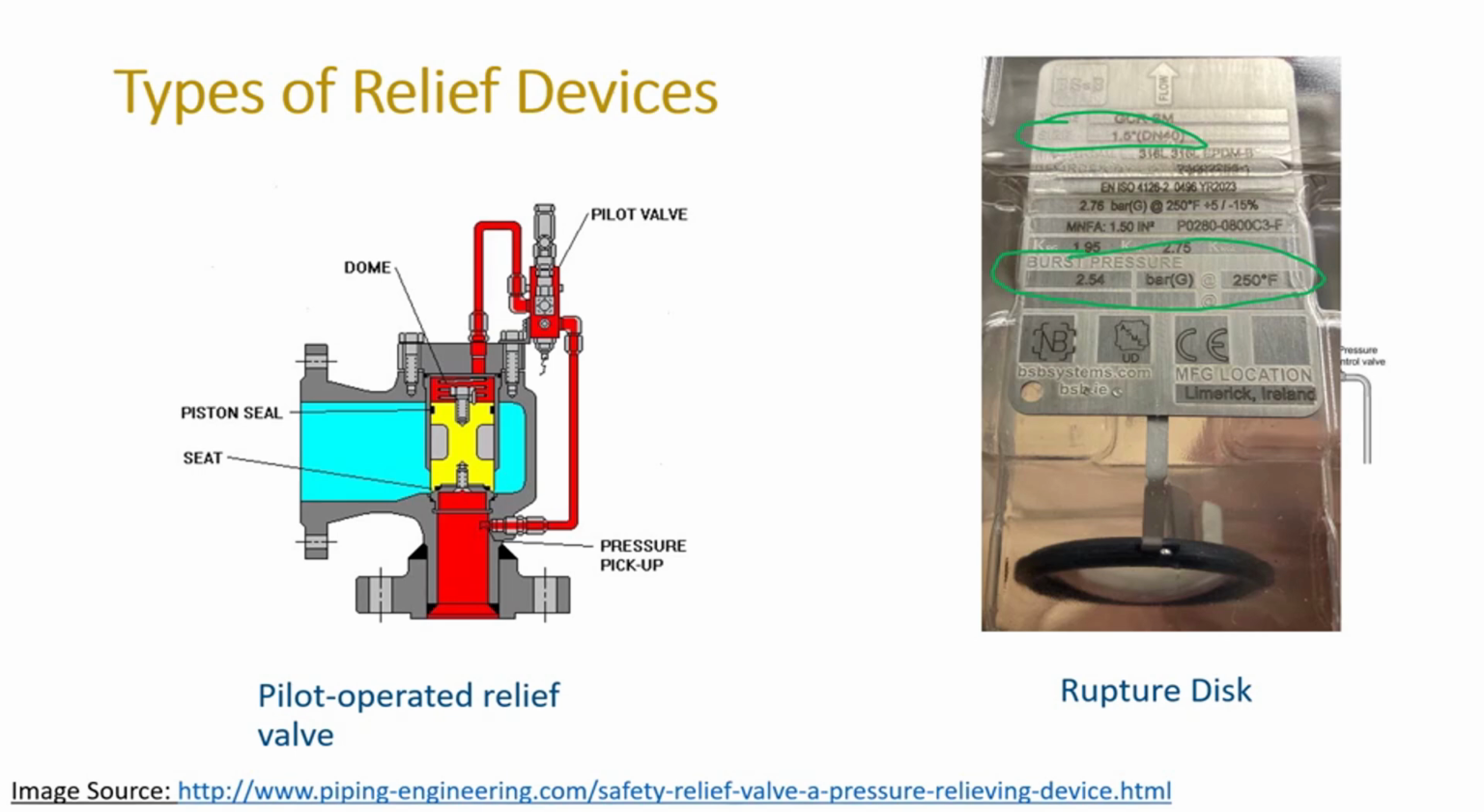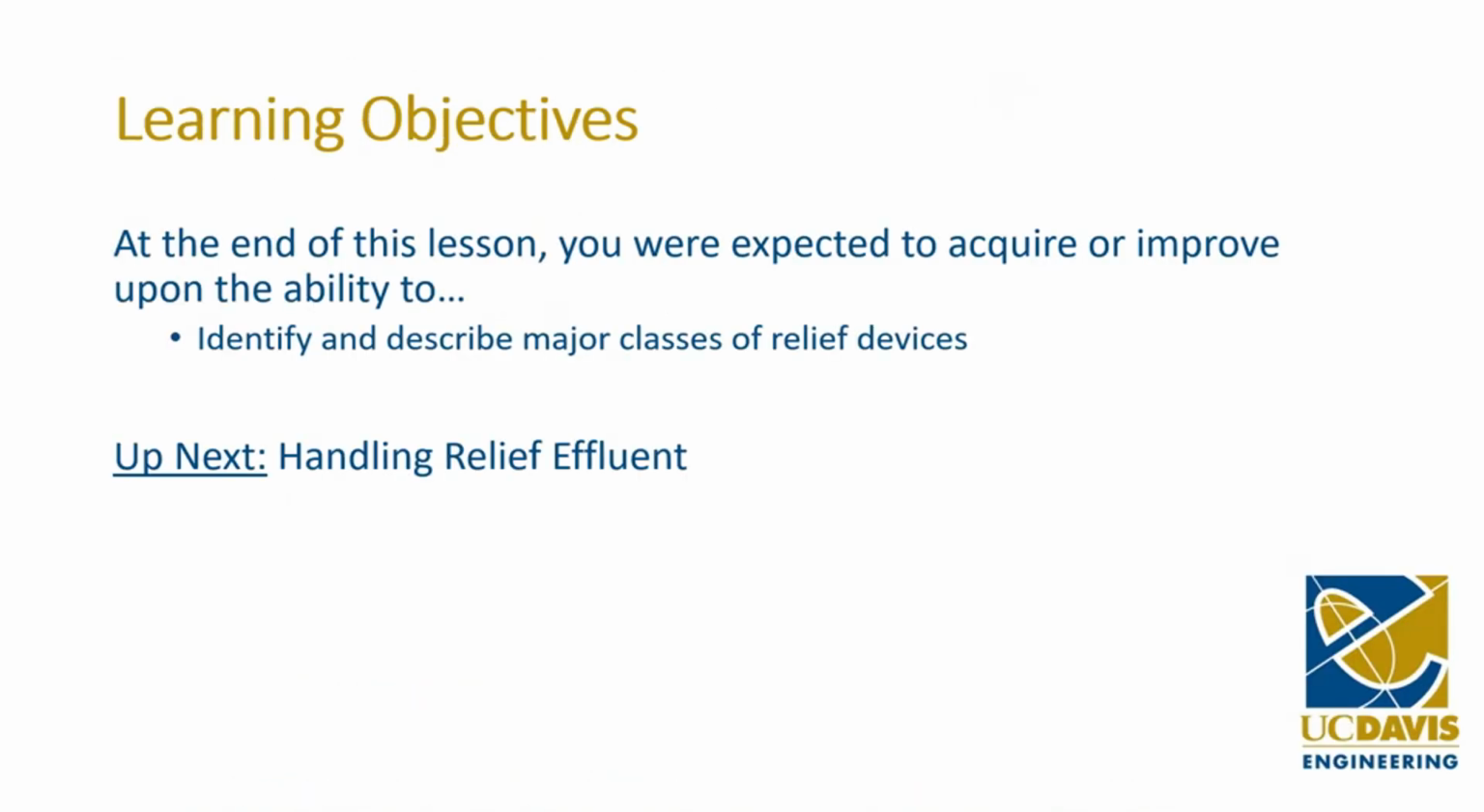So these are 4 different types of relief devices. Again, we had the conventional spring-operated valves. We looked at balanced bellows, piston-type pilot-operated relief devices, and rupture discs. So hopefully you now know a little bit more about each of these different types of relief devices. In this video, you learned about major classes of relief devices. We looked at conventional spring-operated valves, balanced bellows, pilot-operated relief valves, and rupture discs. Up next, you'll learn about handling relief effluent.